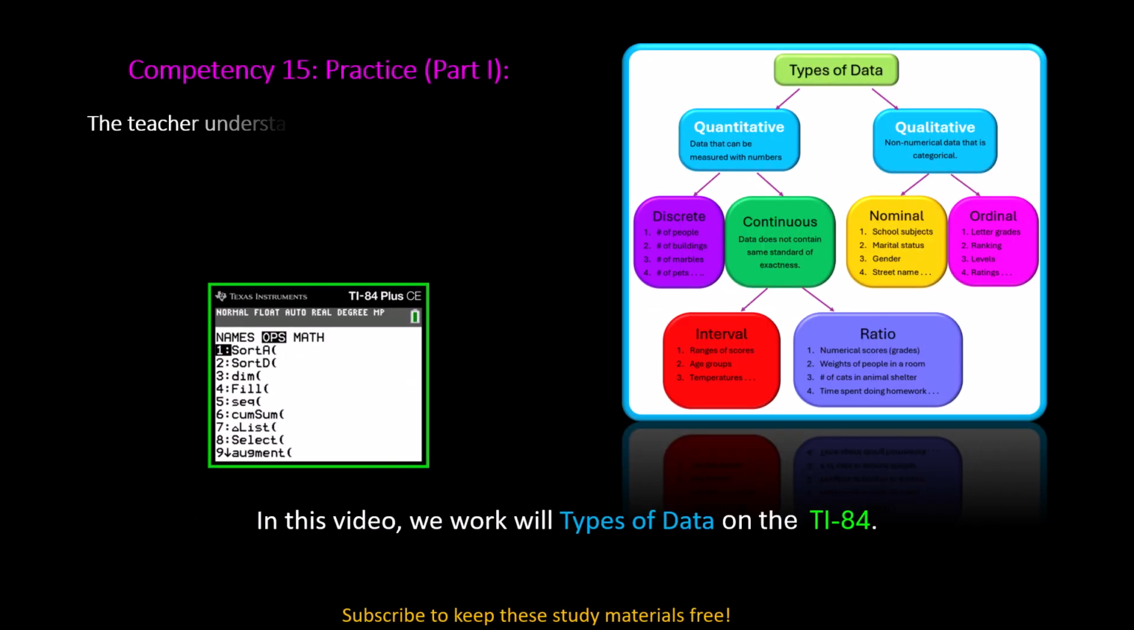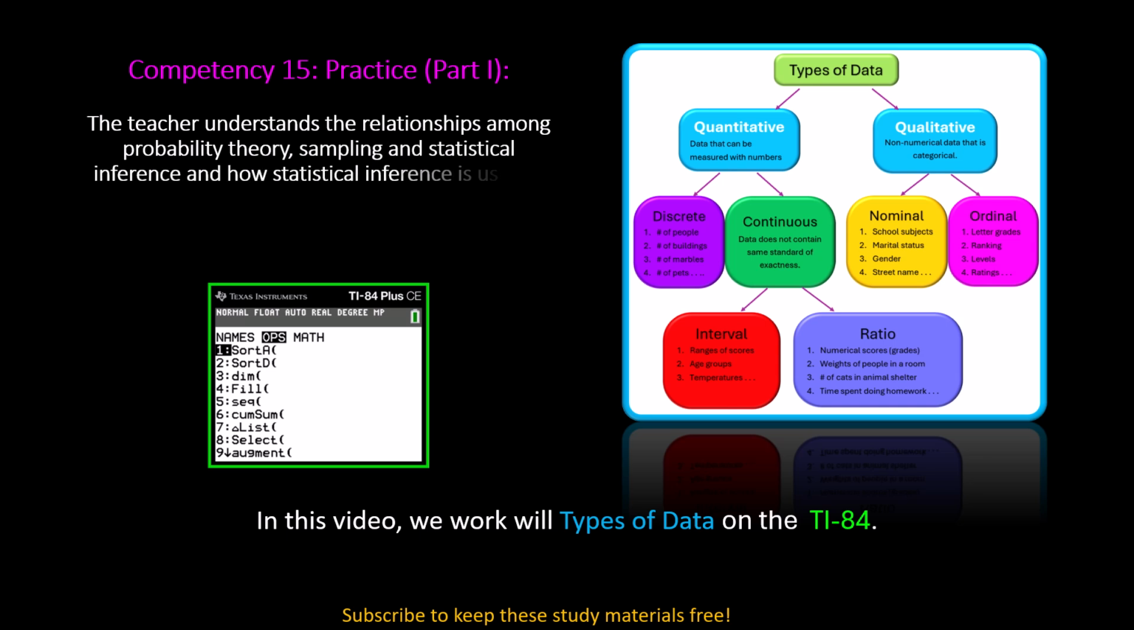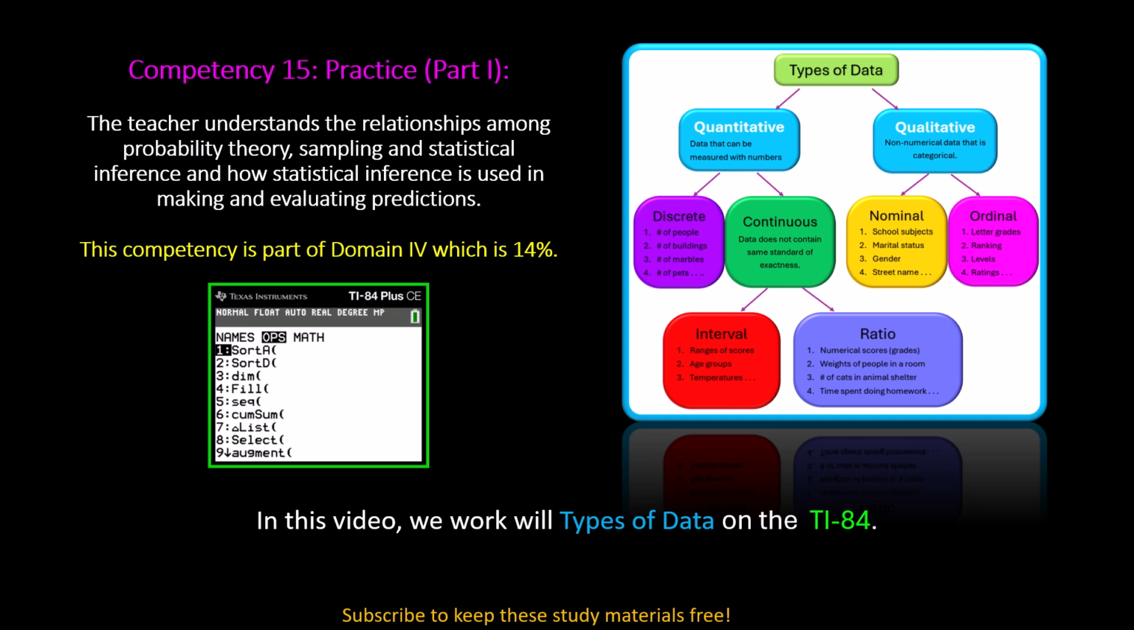Welcome to part 1 of Competency 15. In this competency, the teacher understands the relationship among probability theory, sampling, and statistical inference, and how statistical inference is used in making and evaluating predictions. In this video, we will work with types of data on the TI-84.